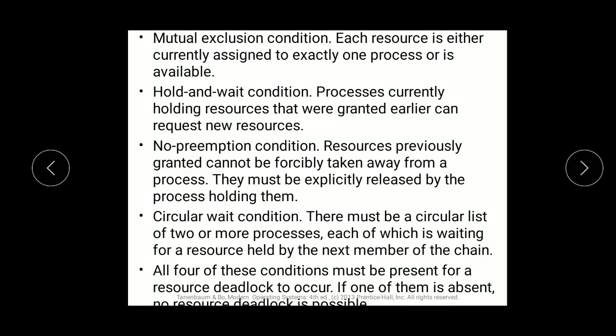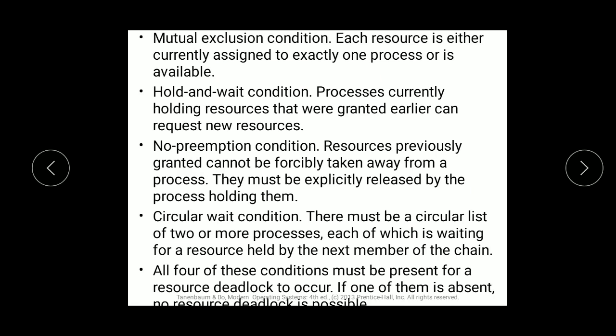Second one is the hold and wait condition. Processes currently holding resources that were granted earlier can request new resources. So generally, when we talk about hold and wait, if a process is holding a resource and a new request comes for that resource, the second requester has to wait till the first process releases it. If not, and it tries to access it, a deadlock will occur.